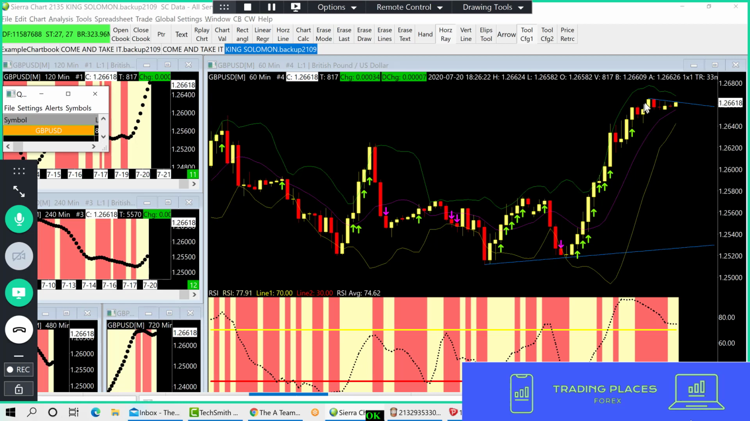Don't be too scared about this. The reason why this one went sideways is because the market closed. We're in pound dollar. The market just closed for the U.S. dollar, but Sydney just opened, Australia. But this is a trade.